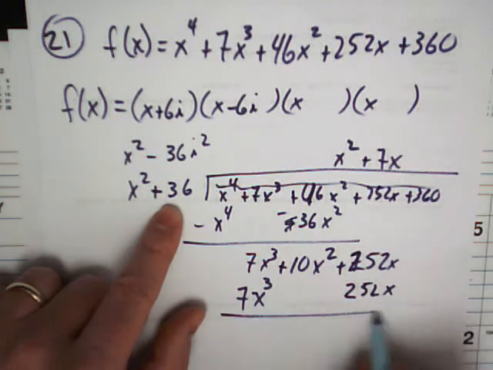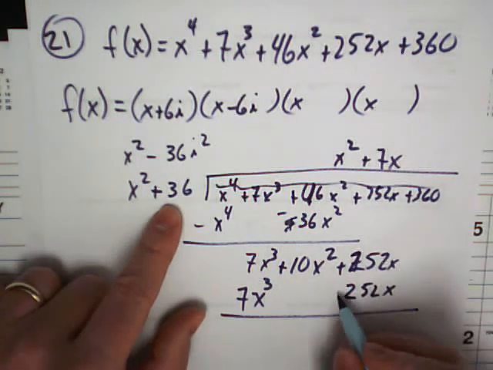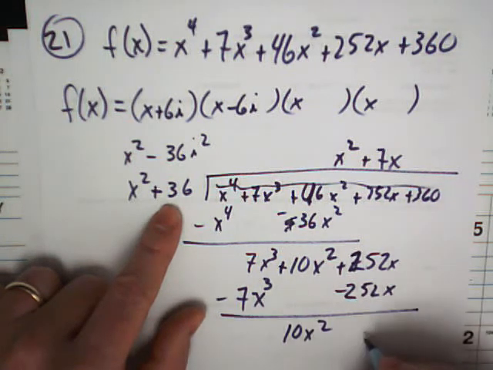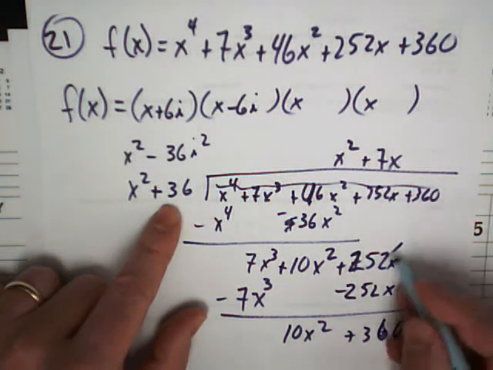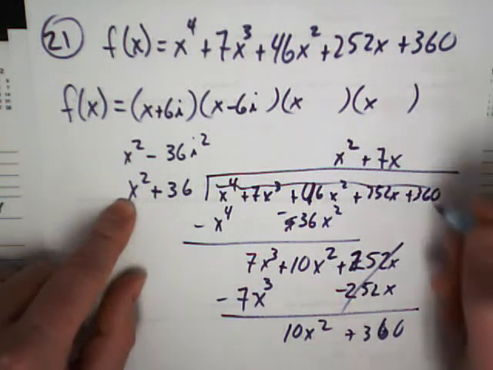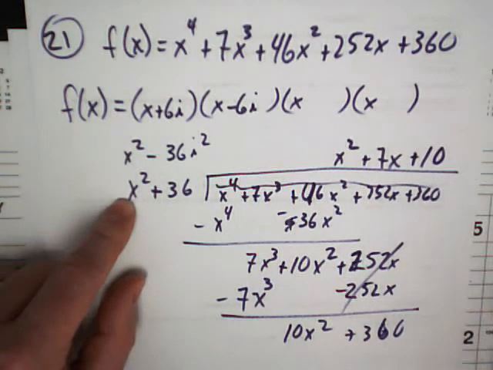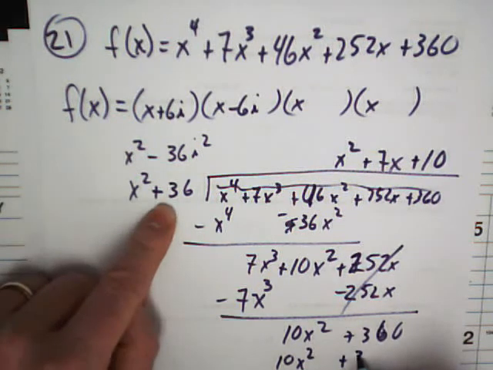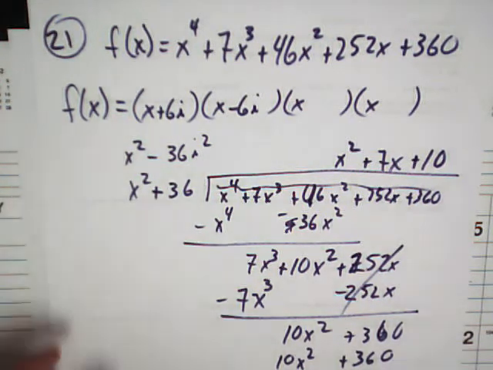That's cool. So those would cancel when you subtracted them. You'd have 10x squared plus 360. Bring down the 360. That cancels. So now, how do you turn x squared into 10x squared? With a positive 10. And that would give you 10x squared plus 360 with a remainder of 0.